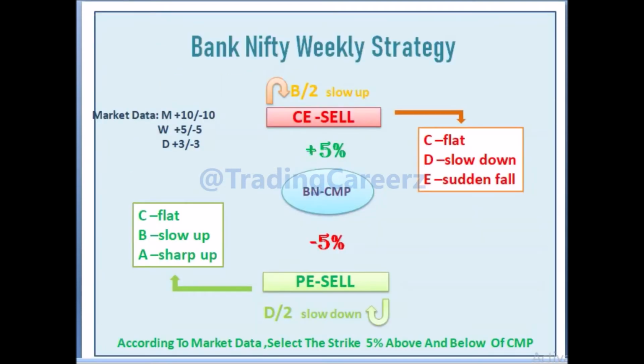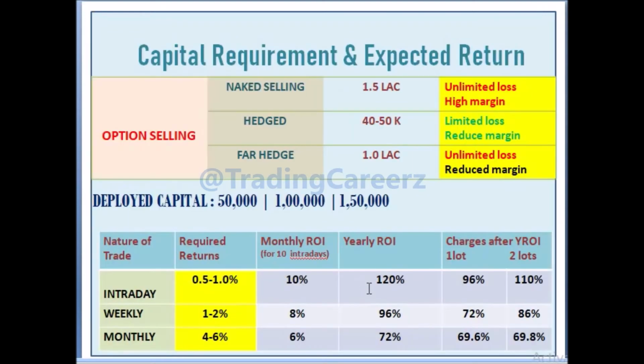According to market data, we conclude that the market will move 5% above in the weekly range and 5% below in the weekly range. Now we have to create a strategy, selecting a strike from the current market price up to 5% above, and a strike 5% below. Now the selection process is completed.